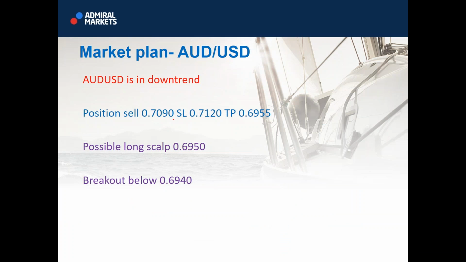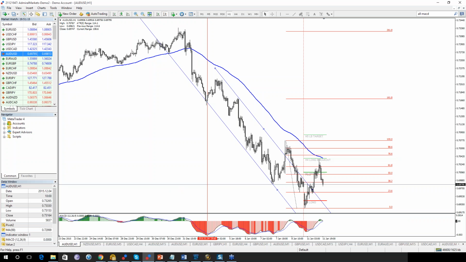So 70.90 sell, 71.20 stop loss, 69.55 TP, long scalp, possible breakout below. Okay. Yes, it's better to sell. Ethan is asking for ODN. Is it better to sell it? Indeed, I would be looking for rallies and sell on rallies. I will show you ODN, but let me finish with this, please. We have 9 more minutes.